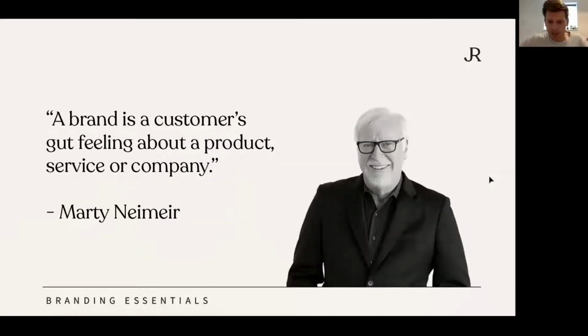So this guy, Marty Neumeier, I don't know if anyone's actually read his books. He's got a book called The Brand Gap. He's got a book called Zag, both of which I'd really recommend. Maybe write in the chat if you've read these. But this quote for me is the closest thing to what a brand actually is.